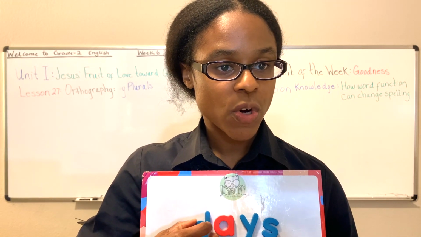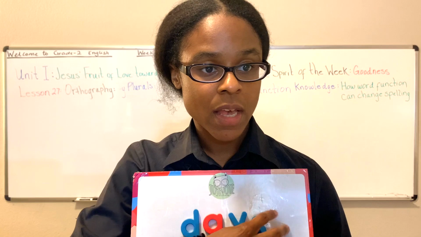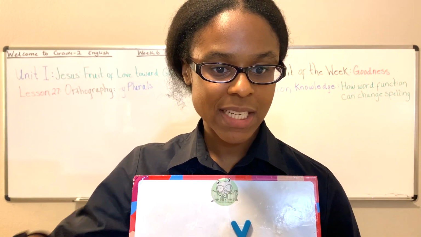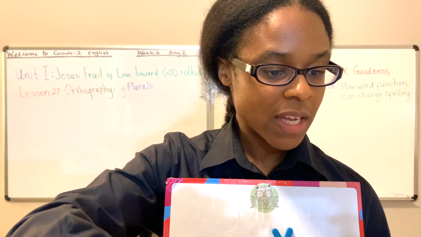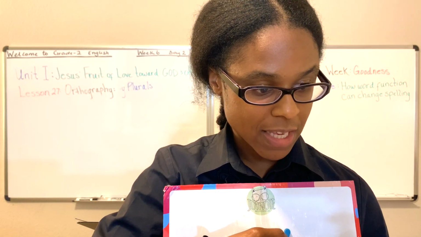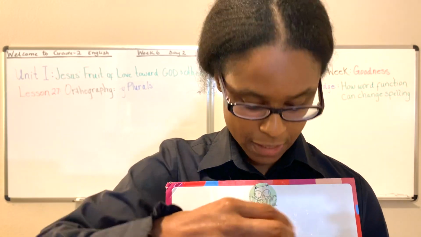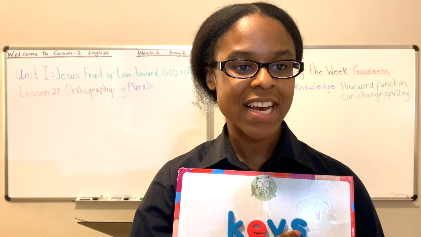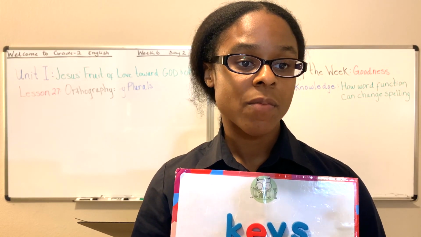If the word ends in a Y, and the preceding letter is a vowel, A, E, I, O, or U, all you have to do is add an S. Let me give you another example. We have the word key, K-E-Y. I have a key. I have 3 keys. Just follow your Y with an S because there's a vowel that precedes the Y.